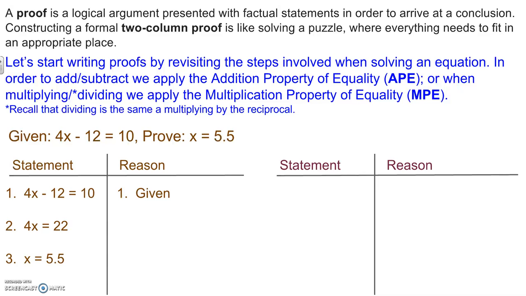In order to get to our next step, we would have to add 12 to both sides. So that's our addition property of equality. And then to get to our final step, we would be dividing by 4 or multiplying by 1/4. So that's our multiplication property of equality. So you see that this proof is completed because we are able to get to our outcome x = 5.5, and we can justify each step along the way.